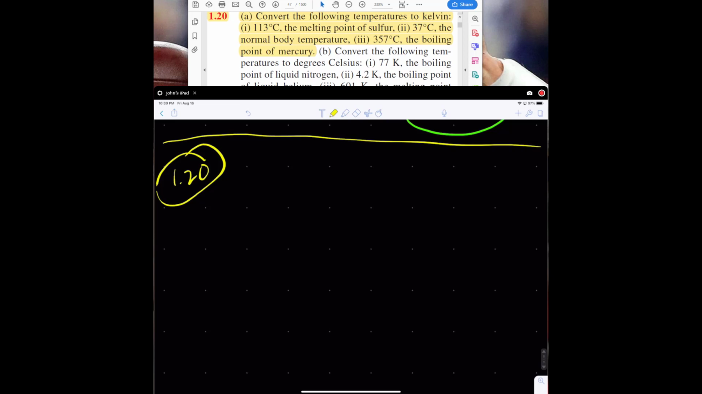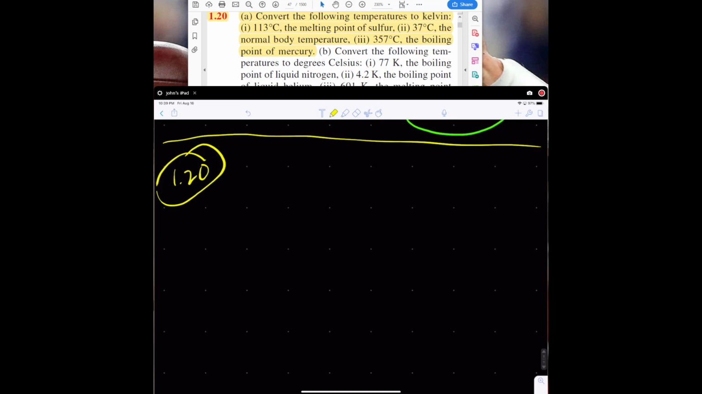So for example, if we were given Fahrenheit, we would have to go from Fahrenheit to Celsius, and then from Celsius to Kelvin. Unless we wanted to make up a formula to go directly from Fahrenheit to Kelvin, which can be done. But we'd have to somehow fit the Celsius in there. So we're just going to go from Celsius to Kelvin.